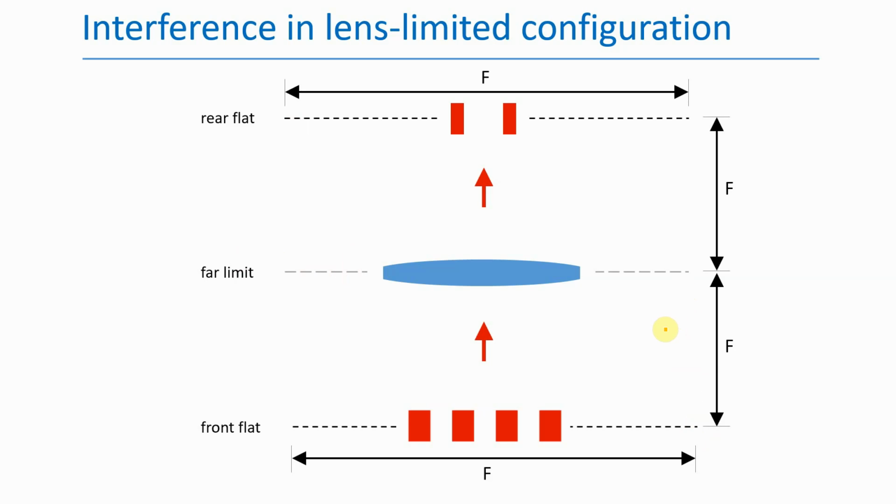The key principle of the lens-limited configuration is that the pattern at the rear flat is the Fourier transform of the pattern at the front flat. This one fact is the basis for the whole subfield of Fourier optics, which is related to symmetry optics. This lecture will not discuss the Fourier transform in detail, but the main thing to note is that it's not simply an image of the front flat. Instead, it's a pattern that typically looks quite different.